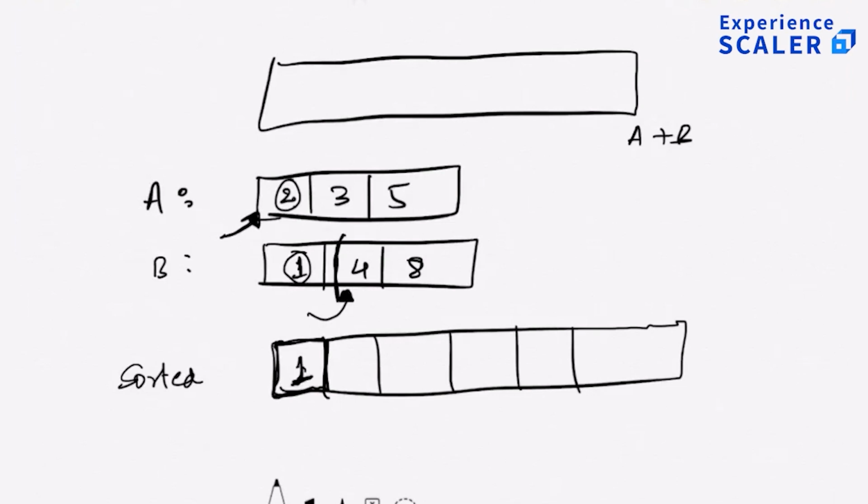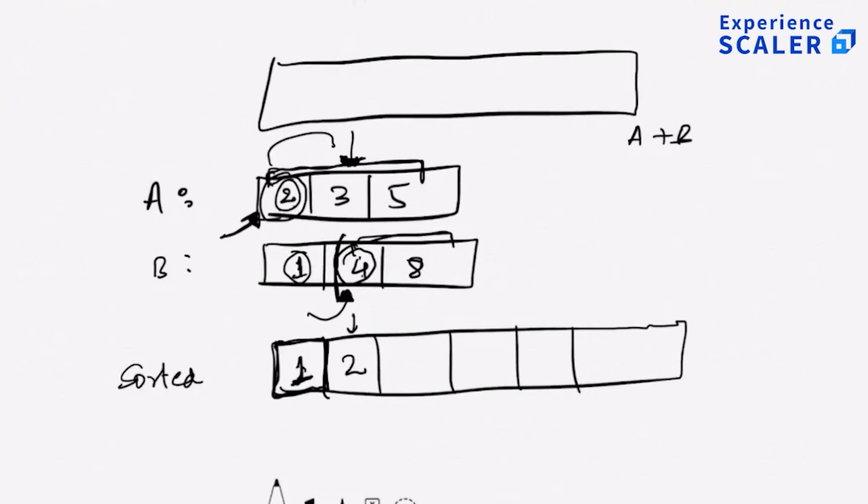What is the next number that should come here? It should be the minimum of numbers here and minimum of numbers here. What is the minimum of numbers here? The array at this pointer. What is the minimum of numbers here? The array at this pointer. Whichever is smaller, which is 2, comes here, and this pointer moves one step forward.